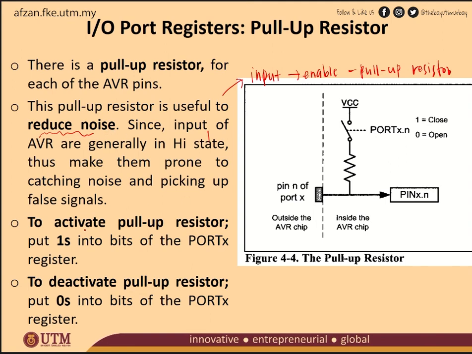To activate your pull-up resistor, you need to put 1 to your port X register. To deactivate the pull-up resistor, put 0 to your port X register. This is your port X. After you initialize your DDRX as an input, next you can enable your pull-up resistor. If you put 1, it means that you enable. If you put 0 to your port X, you disable or deactivate it. But by default, our pull-up resistor is disabled.